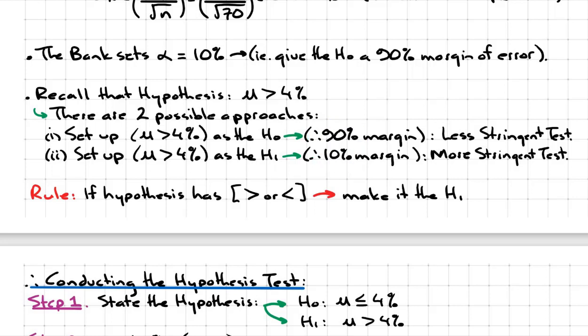And it's the same thing here. If you want a stringent test, i.e. you want conclusive evidence, you don't make the test easy by accepting 90%. You make the test hard by only accepting 10% as a confirmation. So what was the point of that analogy? Here's what it all boils down to. If the hypothesis has an inequality, i.e.